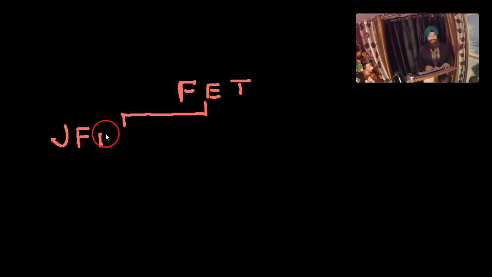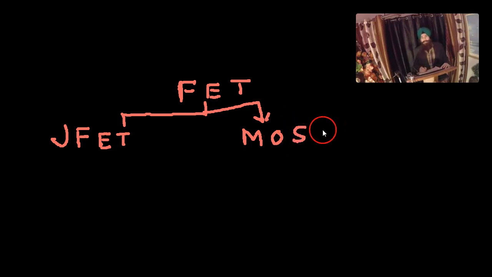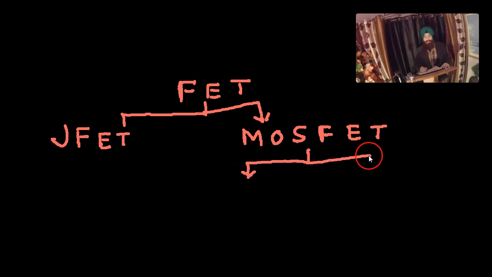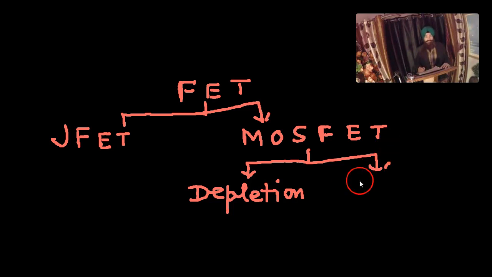Now FET includes JFET, junction field effect transistor, and second, metal oxide semiconductor field effect transistor. Then MOSFET is further classified into two classes: depletion type, depletion mode, and enhancement type, enhancement mode.